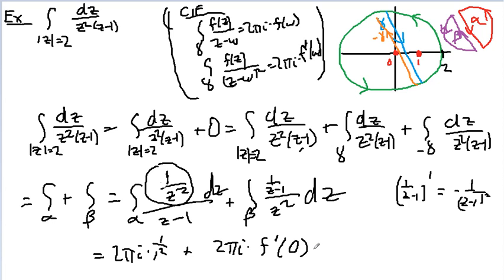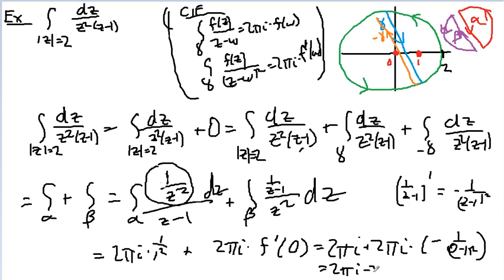So what I get is 2 pi i times 1, so I'll leave that, plus 2 pi i times, well, I plug in 0 into negative 1 over 0 minus 1 squared. Oh, well, that's going to give me negative 1. So that equals 2 pi i minus 2 pi i equals 0. So in this case, the integral evaluates to 0, which is the answer that we would have gotten if we just said, oh, the circle contracts and we can use Cauchy's theorem.